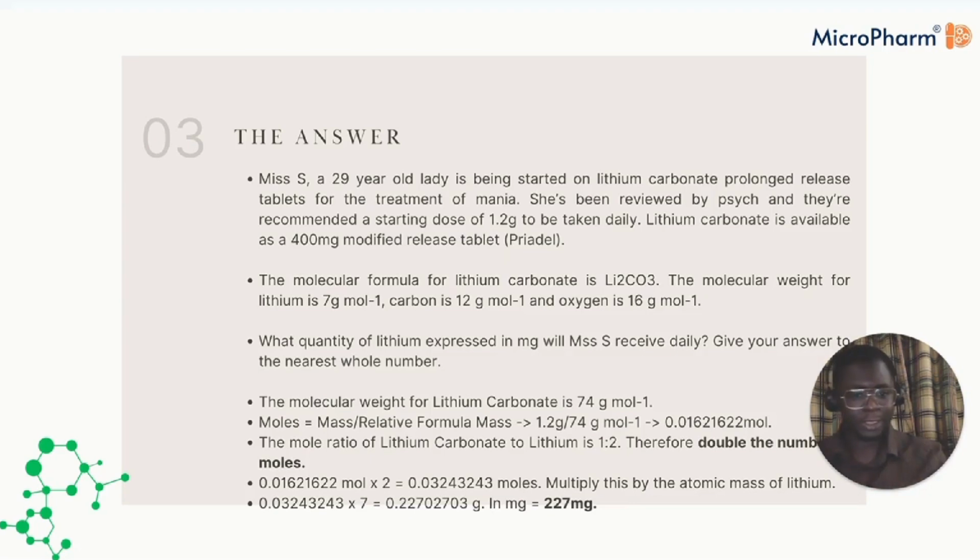So 0.016216222, which is a mouthful to say, times 2, then gives me 0.0324324 moles. And that's the number of moles I have of lithium. I can then multiply this by the atomic mass of lithium, which we know to be 7. That then gives me 0.2270273 grams. To convert that into milligrams, I'm just going to times that by 1,000. So in milligrams, I end up with 227 milligrams, and that's how much lithium Miss S is actually receiving daily.